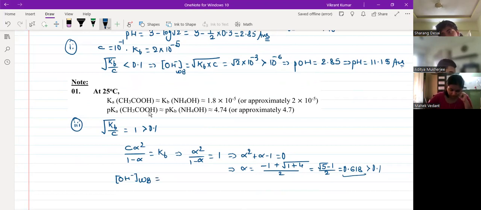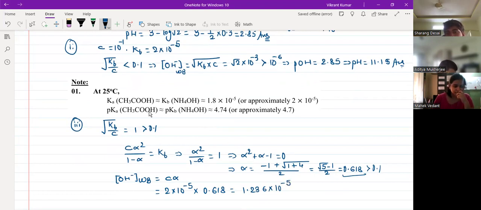And that's why now, if they are asking you OH minus from the weak base, how much is coming? Right, it will be C into alpha. C is 2 into 10 raised to minus 5 and alpha is 0.618, and that's why it becomes 1.236 into 10 raised to minus 5.